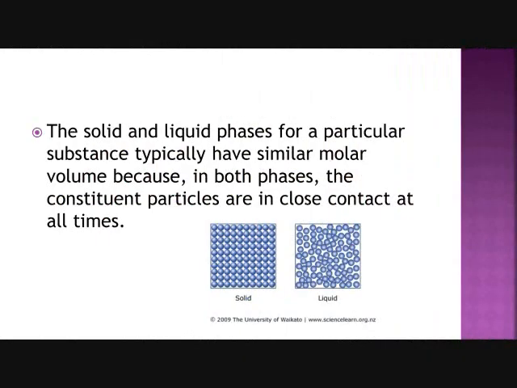Okay, so the solid and liquid phases for a particular substance typically have similar molar volume because in both phases the constituent particles are in close contact at all times. So this picture helps show that they have the same volume of space because the solid is very ordered, whereas the liquid is not, because the liquid can constantly move. But if we were to arrange the liquid to be like the solid, it would take up the same amount of space. And so that's why the volume is very similar for both of those. Like if I had an ice cube and melted it, probably the same amount.